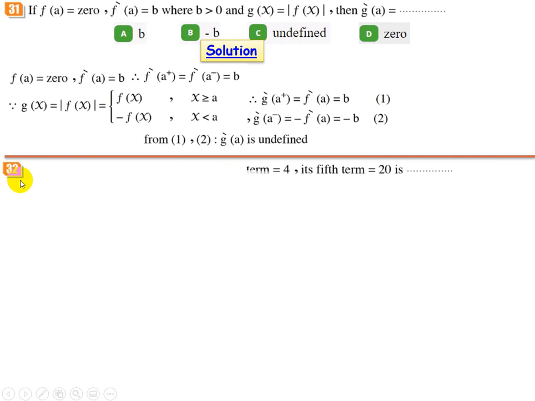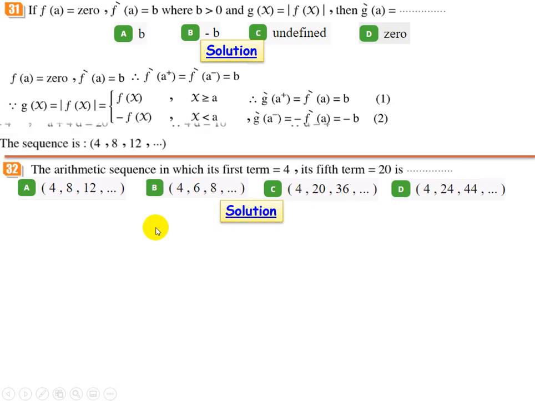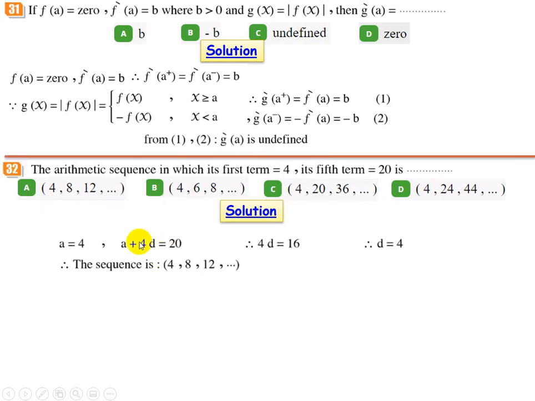Number 32. The arithmetic sequence in which its first term is 4, its fifth term is 20: a equals 4, t5 equals 20, which means a plus 4d equals 20. Substituting a equals 4, so d equals also 4, so the sequence is 4, adding d, 8, 12, and so on.